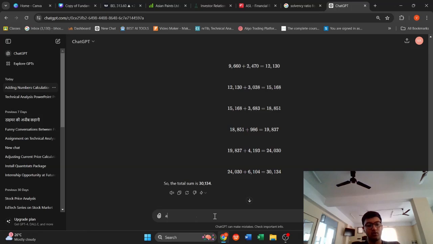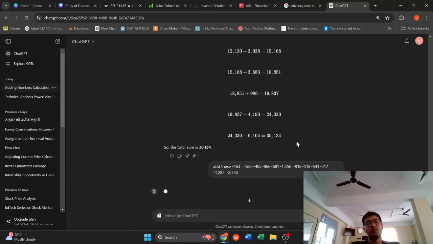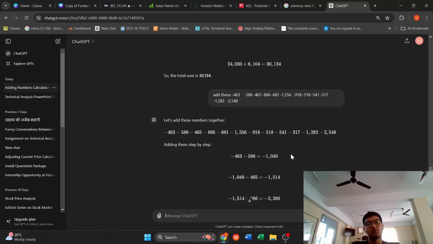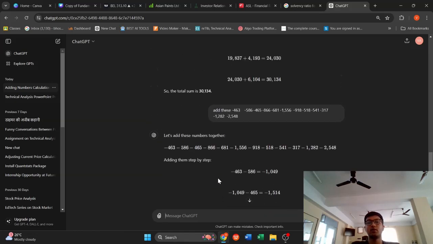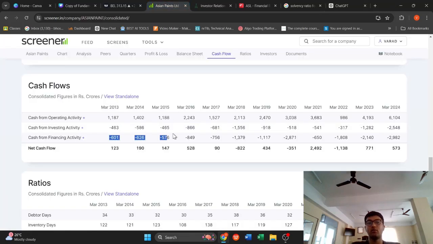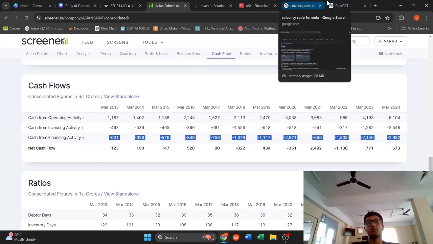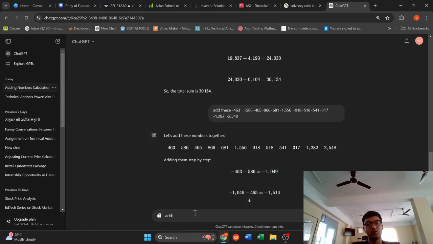Let's see what amount of money they put into the business. They put in about 10,000 crores. So 10,000 crore rupees they invested into the business, and they're able to make about 30,000 crore rupees. That is a good amount. Let's take financing activity. How much loan did the company take from outside, and what does it have to repay.